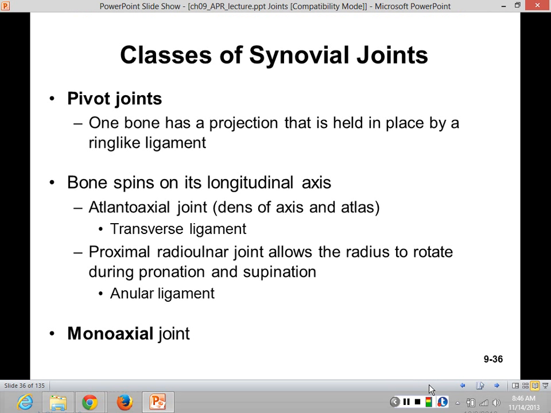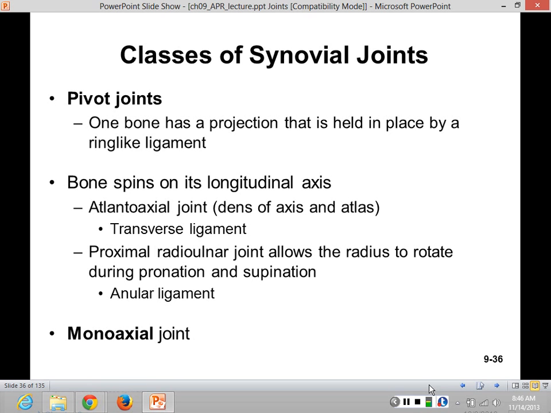Pivot joints. One bone is just going to pivot or spin around the other. One bone has a projection that is held in place by a ring-like ligament. Now we know C1 and C2 is what? A pivot joint. Atlas and the axis. There's a transverse ligament wrapped around the dens of C2 that kind of locks it in place in order to allow those bones to pivot. One will allow you to nod your head, saying yes. But C2, which pivots, will allow you to say no. The proximal radioulnar joint allows the radius to rotate during pronation and supination.